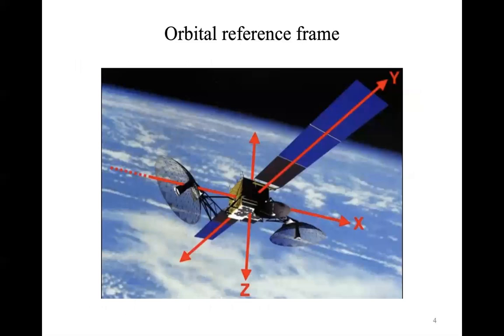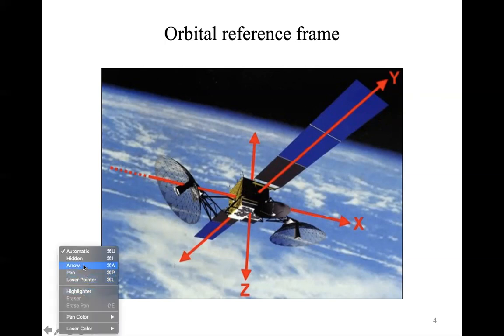Here you have the picture of the orbital reference frame. You have to keep in mind that the pitch axis is y, roll is x, and z is the yaw axis. You have to be careful: since z is pointing towards the Earth's center, the y direction is opposite to the angular velocity of the spacecraft.